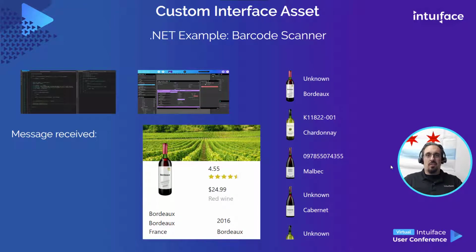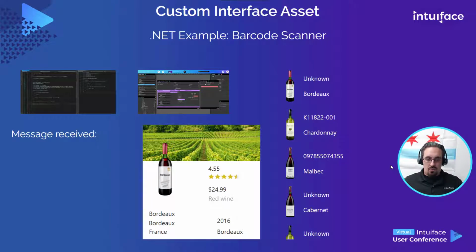Then let's get into the real stuff, the custom interface assets. Again, we have 2 languages which are supported. One is .NET, which is only available for Player for Windows. The other one is JavaScript, which we will see right after this. In this case, I decided to take the example of a barcode scanner. And actually, I used a barcode scanner, but it could be any kind of scanner. It could be an RFID, could be a barcode, could be a QR code. Something that reads the code, gives an ID, a number, and based on that number, you need to do something on the UX, on the user experience.